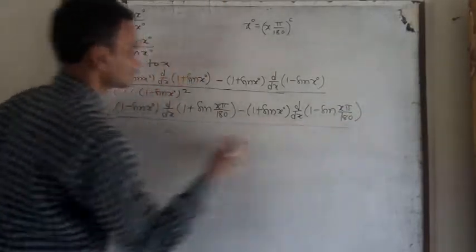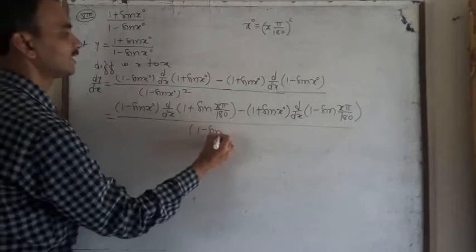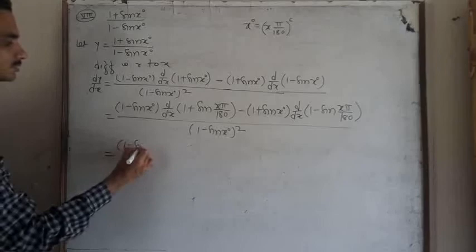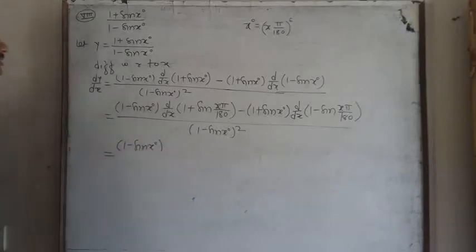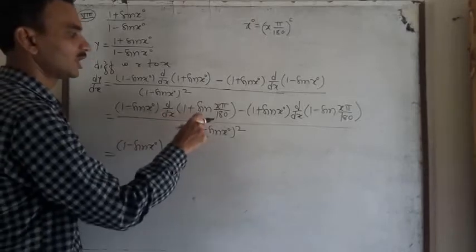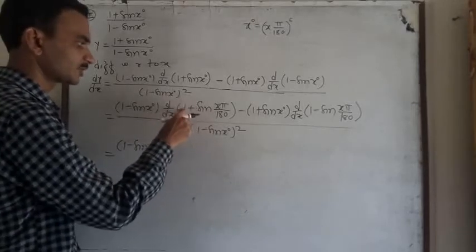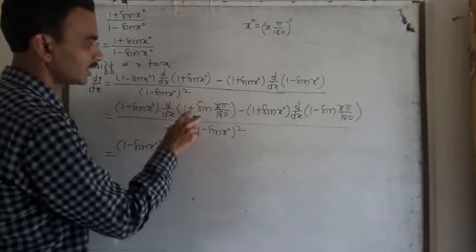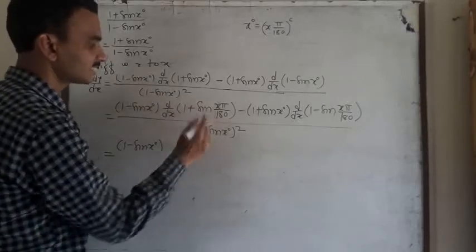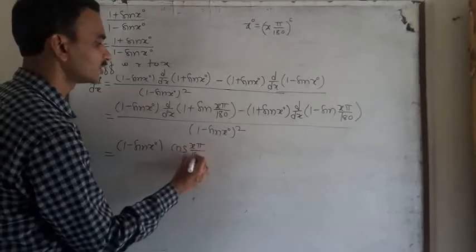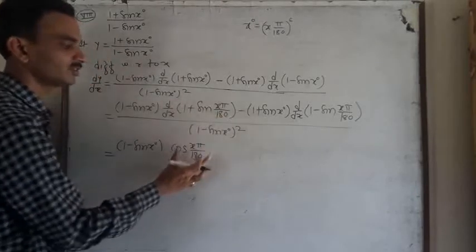Upon 1 minus sine x degree bracket square, as it is. This term is as it is. We differentiate with respect to x here. So differentiate with respect to constant term. The derivative of the constant term is 0, and the derivative of this sine x, sine x means cos of x pi upon 180. Derivative of sine x means cos x.